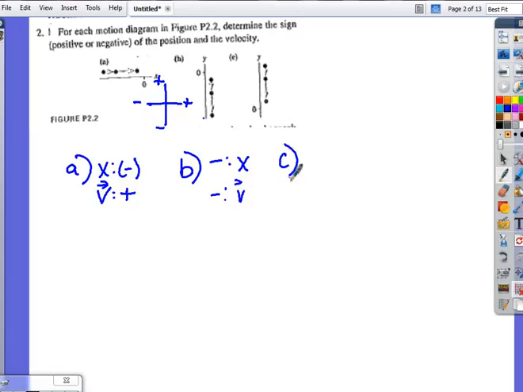For C, here look at my position. Each dot is above the 0, like on a coordinate plane. So my position at all times here is positive. My velocity, however, look at the direction of your arrows. That tells you the sign, and it's pointing down, so my velocity is negative.